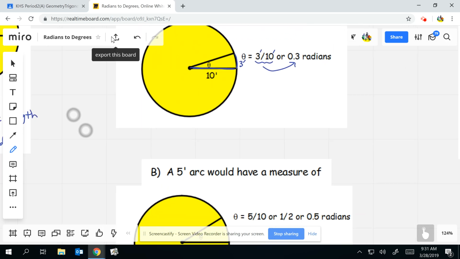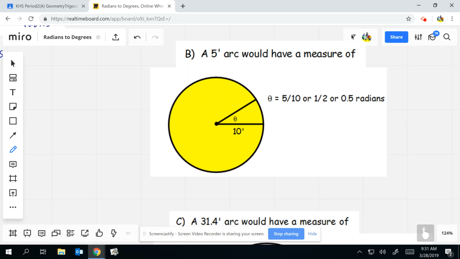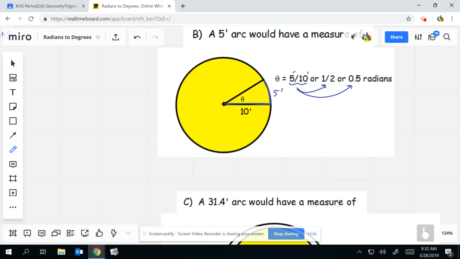If I had a 5-foot arc, so this arc, say now it's 5 feet. The radius is still 10, that doesn't change. The radius is 10 and the arc length is 5, then you only did half of the radius, so you're going to have half of a radian, which is 5 feet over 10 feet, a half a radian, or we could also call it 0.5 radians. So that's how you find your radian angles.